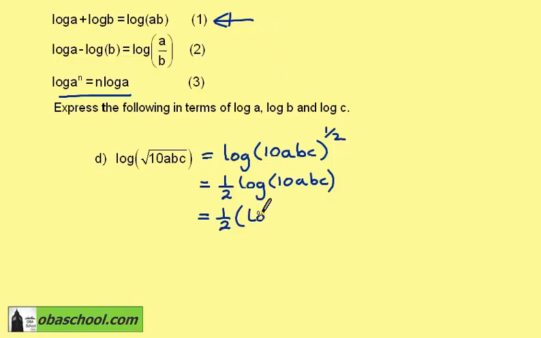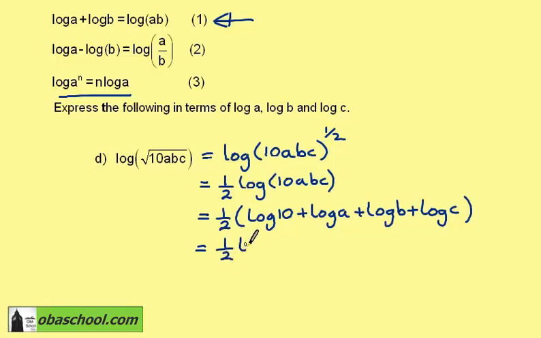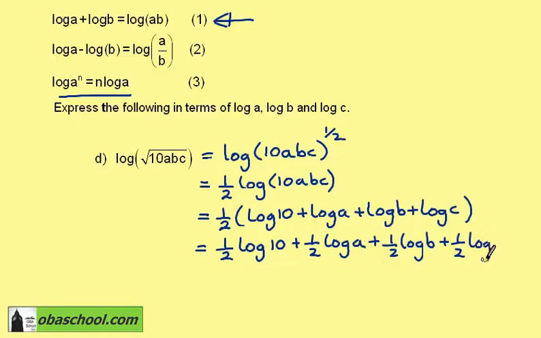into log 10 plus log A plus log B plus log C. And expanding the bracket, we get 1/2 of log 10 plus 1/2 of log A plus 1/2 of log B plus 1/2 of log C.